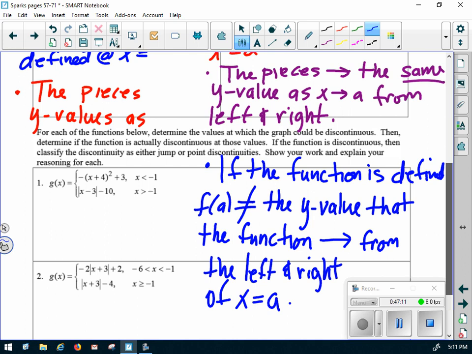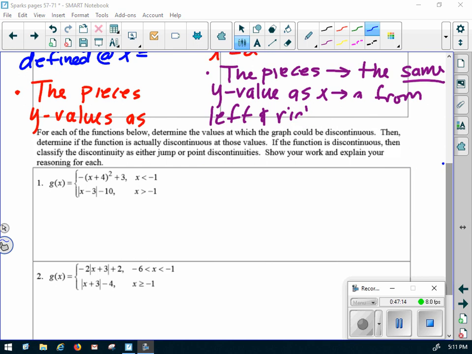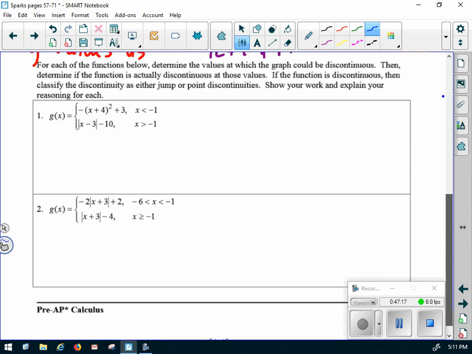Now thankfully the rest of this is just some practice problems. I think I'm tired of writing. For each of the functions below, determine the values at which the graph could be discontinuous. Let's look at number 1. Where could that graph be discontinuous? Well, if I graphed it, where would the fence be? At x equal -1. So this function could be discontinuous at x equal -1. Look at number 2. Where could this one be discontinuous? Well, also at x equal -1. Now, I'm not saying it is discontinuous, but that's the only place it could be discontinuous.